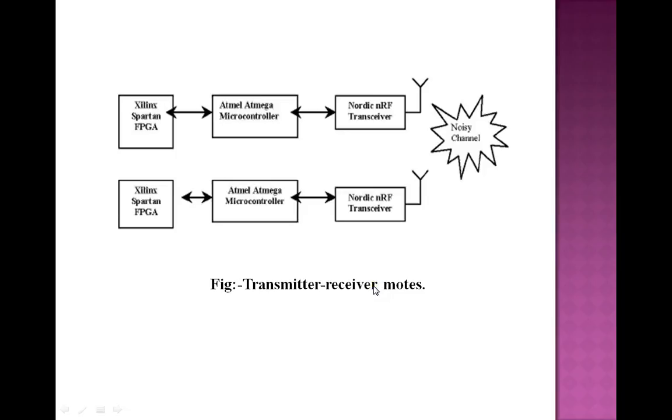This is the block diagram showing how the Xilinx Spartan is connected to the Atmega microcontroller and to the transceiver, and how the communication can be made. The transmitter and receiver modes are there. This is the antenna, and the noise channel is present.